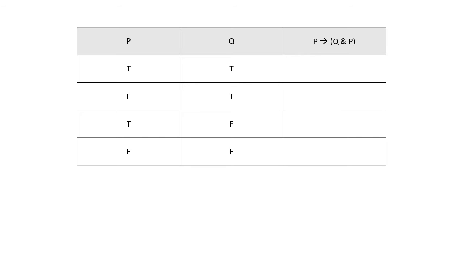Now here in this next practice problem, what you'll see is we've got two operators again. We have an arrow and we have an ampersand. And so again, the first step is always to determine what is the order of these operators.